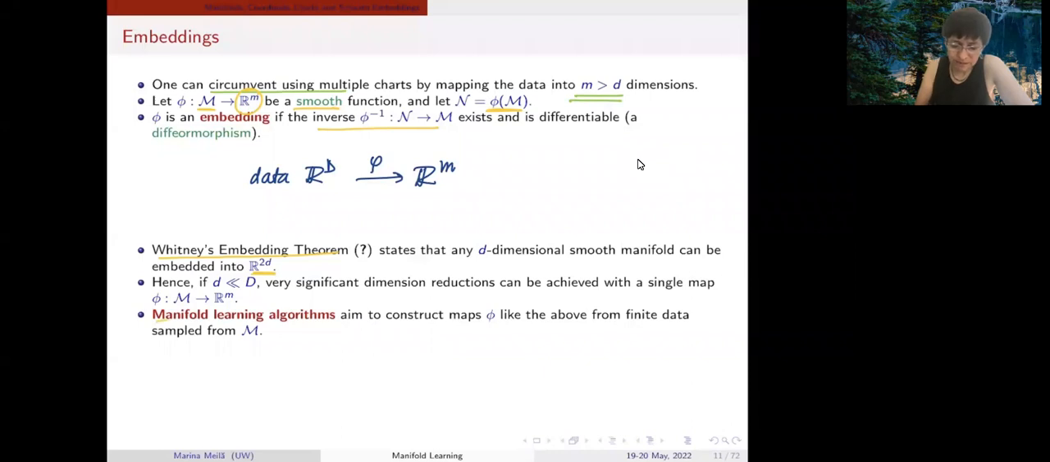And what are called classical manifold learning algorithms, and in fact a better name for them that you'll encounter in the course is embedding algorithms, as the name says, construct embeddings of the data. So if you have encountered manifold learning algorithms before, the chances are great that you have encountered embedding algorithms.